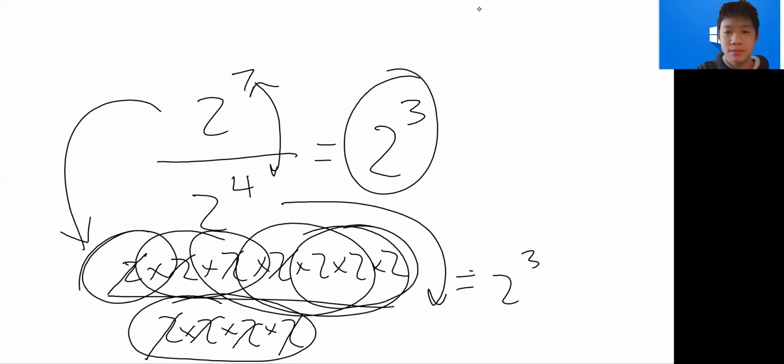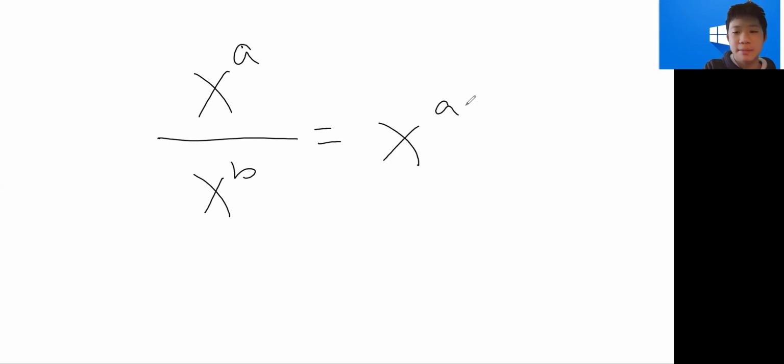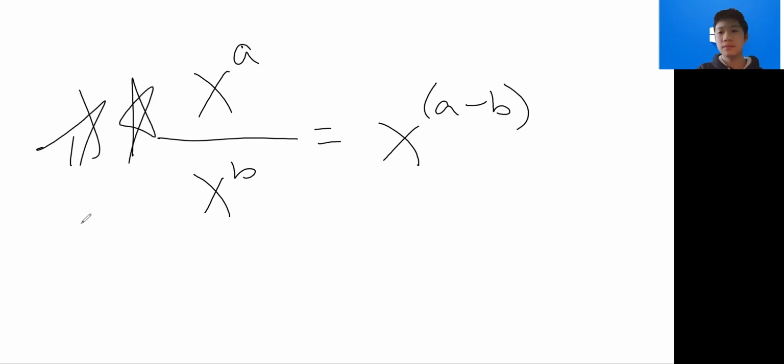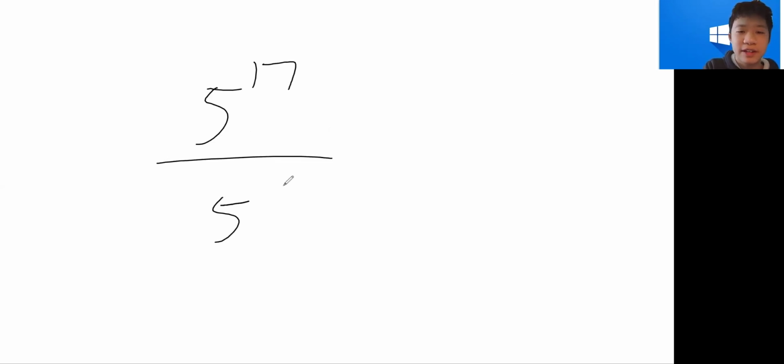Okay? So what is the generalized formula for this? If we have an x to the a divided by x to the b, this is just x to the a minus b. So let me give you an example right here. Let's see if you can figure this one out. What about 5 to the 17 divided by 5 to the 19?